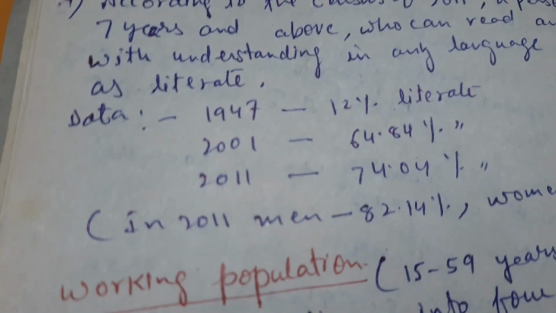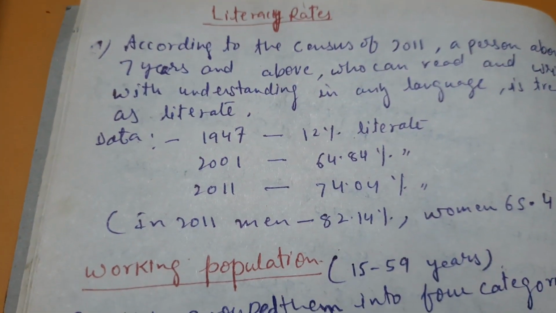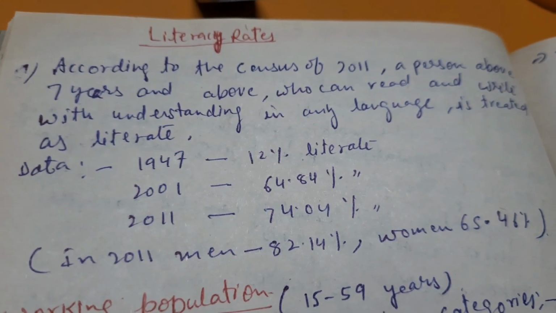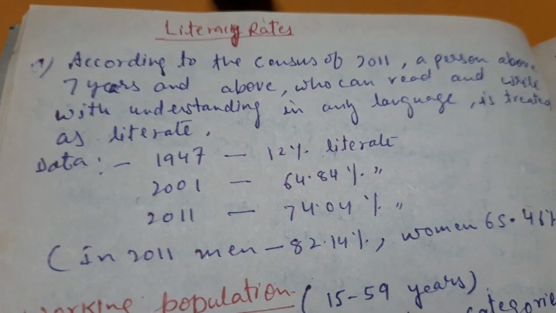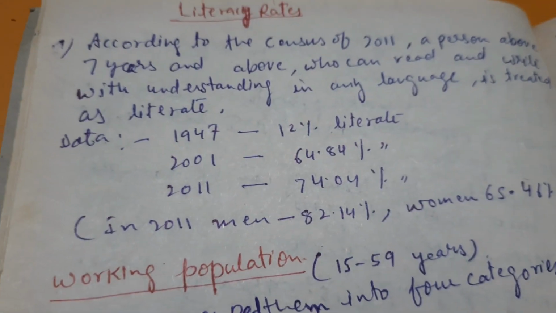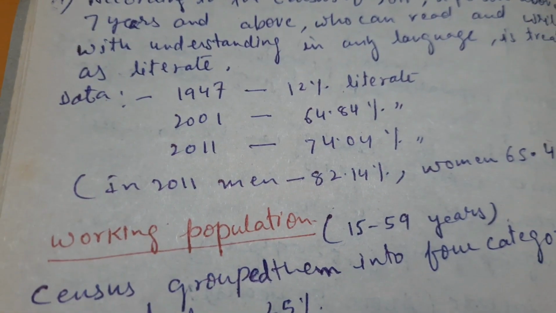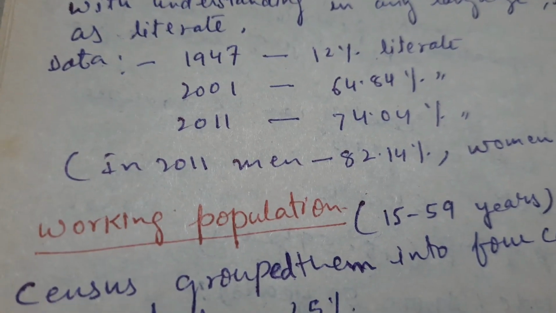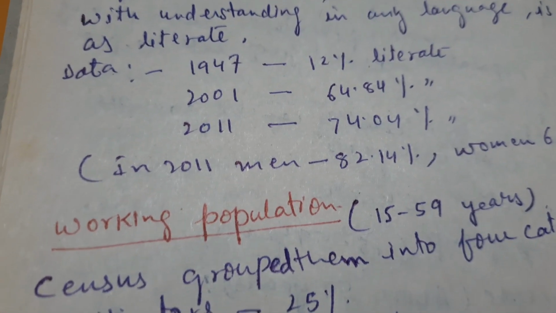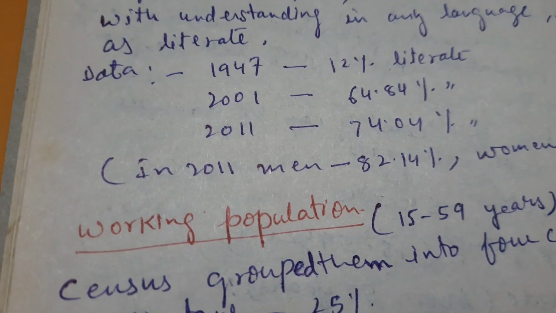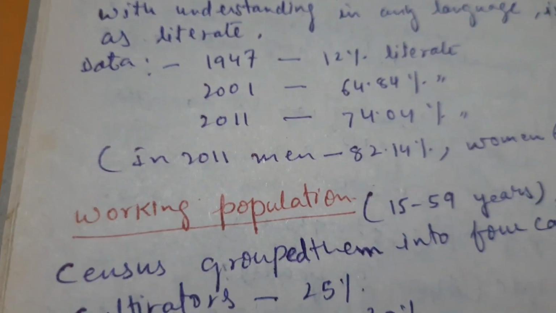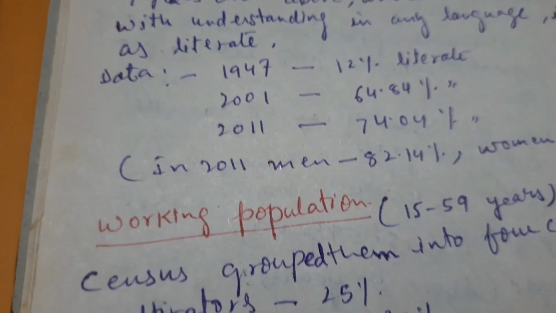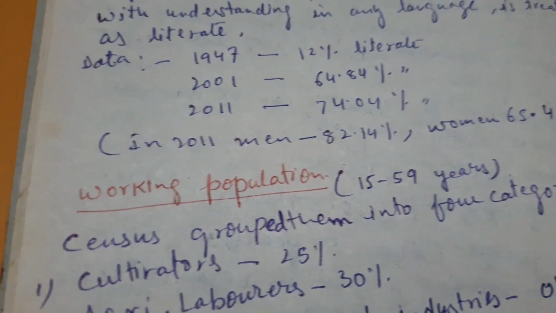Now, literacy rate, children. I have read the topic and collected the data, according to the census of 2011. Data gives that in 1947, the literacy rate was only 12%. In 2001, the literacy rate was 64.84%. It increased rapidly. In 2011, the literacy rate increased again, to 74.04%. But there is an exception.